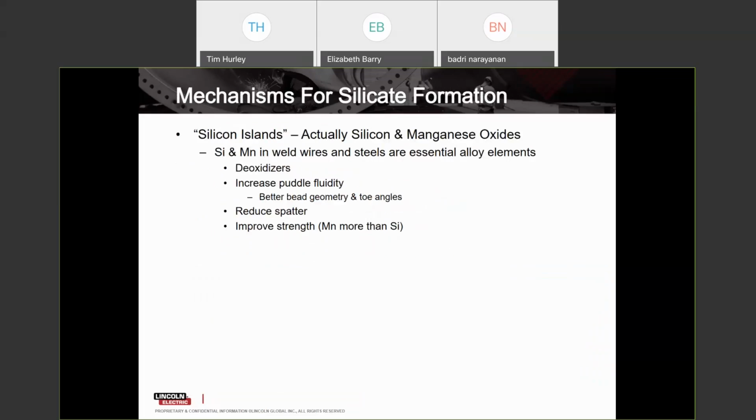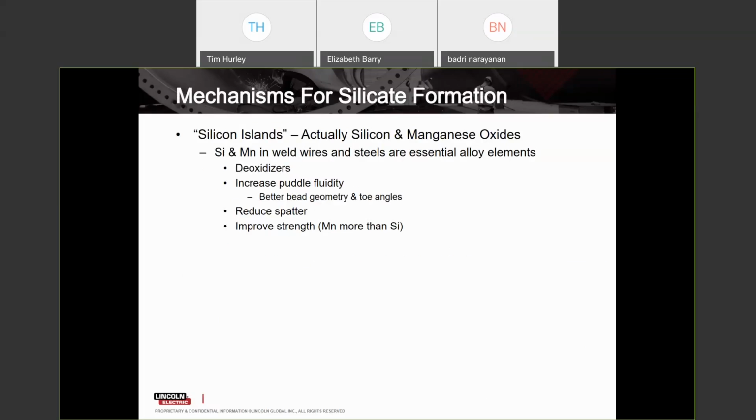So how silicon islands are formed, really, it's a silicon manganese oxide. They're commonly known as silicon islands. The purpose of having silicon and manganese in the weld wire and the steel itself is that it acts as a deoxidizer, so it scavenges oxygen and floats it to the surface, so we don't have that in our weld metal.